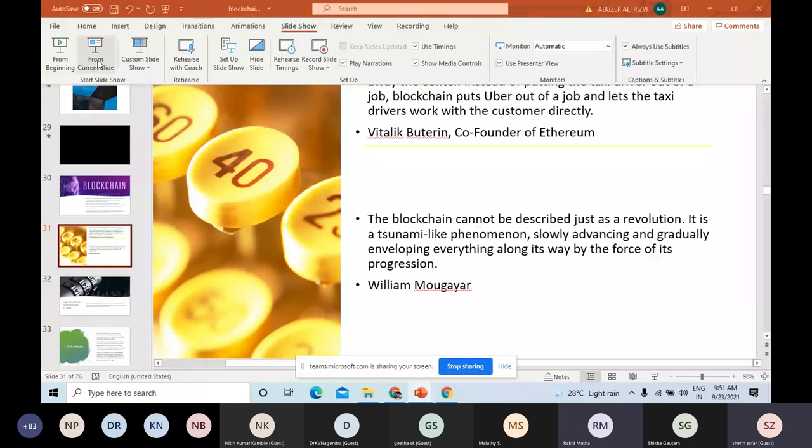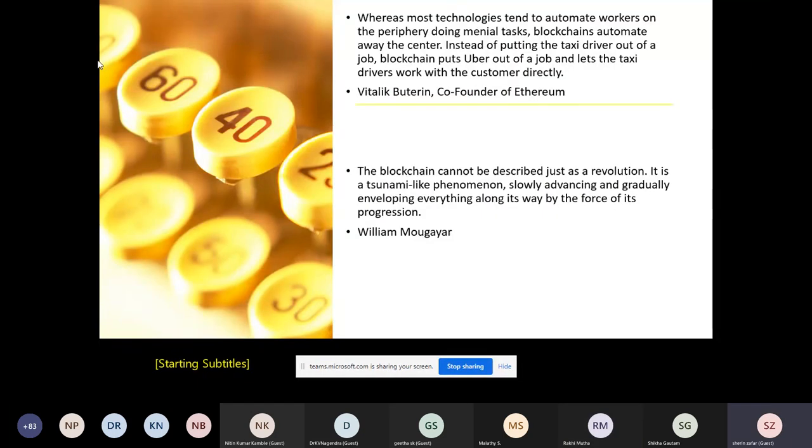So it's important to understand what this video was telling. There was an issue that maybe AI or blockchain will replace human people, and there will be a lot of loss of jobs. But what blockchain and these technologies are actually doing is not putting a taxi driver out of a job. For example, in the words of Vitalik Buterin, co-founder of Ethereum, they are putting Uber out of a job and letting the taxi drivers work with customers directly.